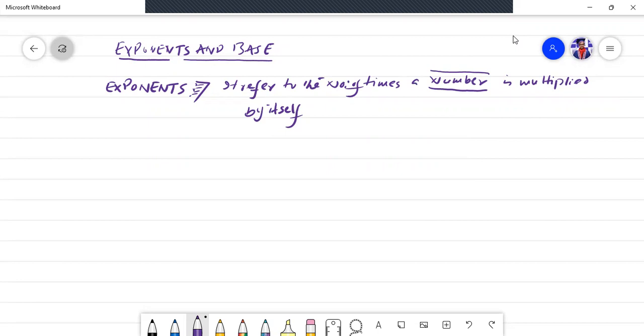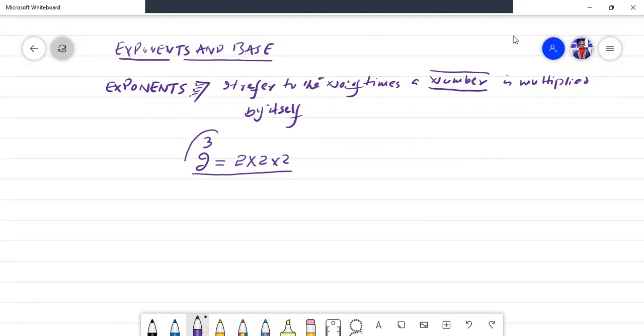If I write 2 raised to the power 3, what do you mean by this? It means that we have to multiply 2 by itself 3 times. How? 2 times 2 times 2. So this is actually the solution of this exponential form.